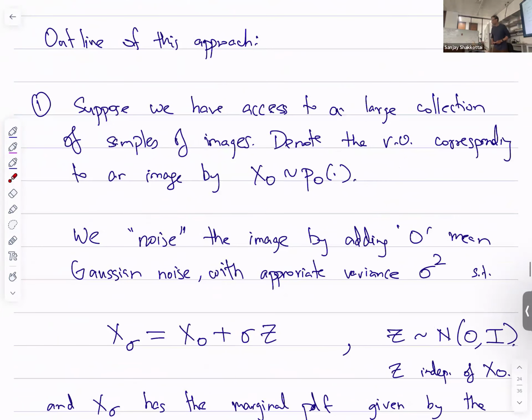So what is the idea? Score matching is of interest, I think, for various other reasons as well. But here I just want to talk about how to use that for estimating grad log PT. The idea is actually the following. Suppose I have access to a large collection of samples of images. So this is what I'm going to denote as P0, sample X0 from P0. So I have just lots and lots of such samples.